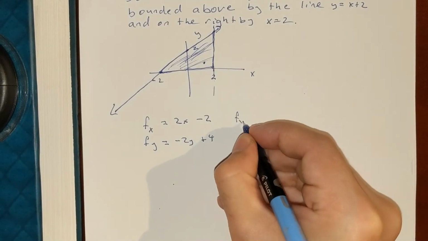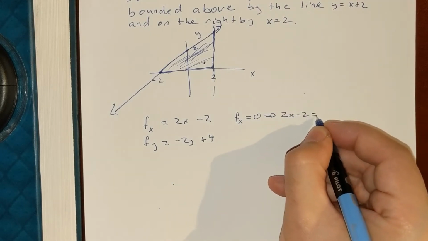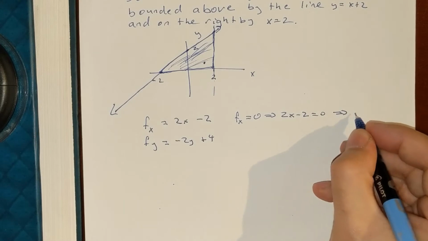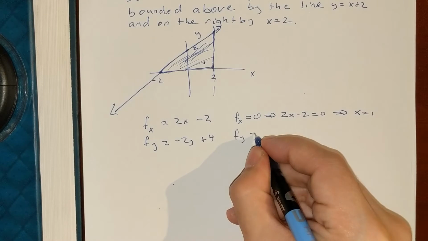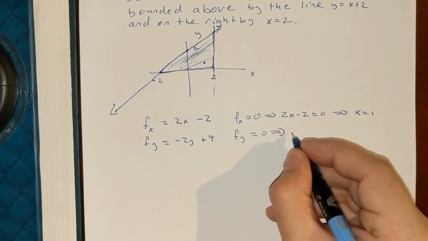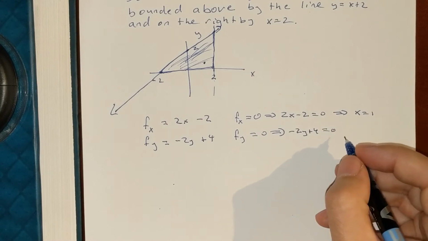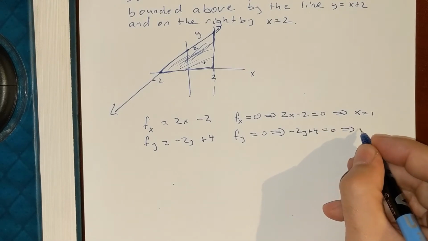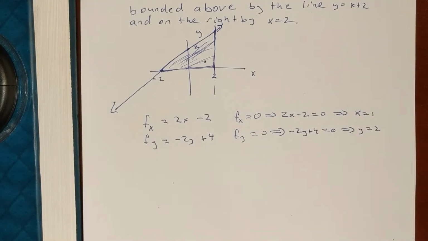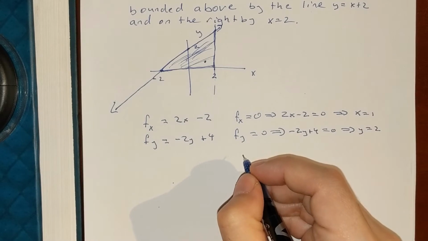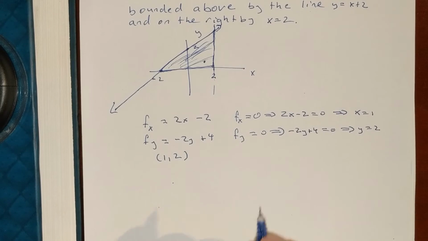So f sub x equals 0 implies 2x minus 2 equals 0, and from here I get that x is equal to 1. f sub y equals 0 implies that minus 2y plus 4 equals 0, and from here I get that y is equal to 2. So we have the point 1, 2.